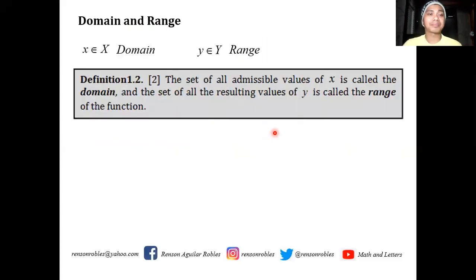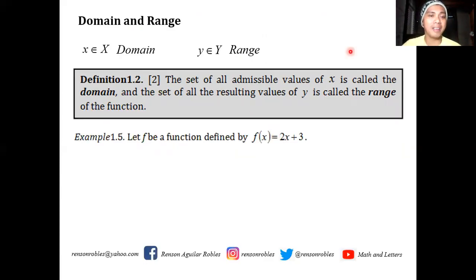Again, the domain and the range of the function are also important characteristics of a function. The domain is the set of the real numbers x, and the range is the set of the real numbers y. By definition, the set of all admissible values of x is called the domain, and the set of all permissible values of y is called the range of the function.